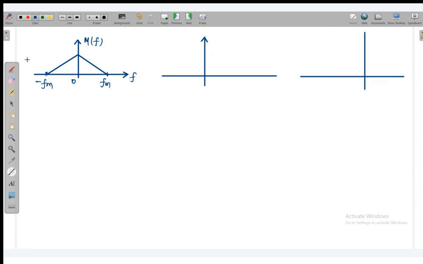So M(f minus f_c) means shifted towards the right. When you perform M(f minus f_c), it actually shifts towards the right. So the minus sign means it shifts towards the right. So 0 will shift to f_c. So what is the distance from 0 to the maximum value? f_m. So it will be f_c plus f_m.